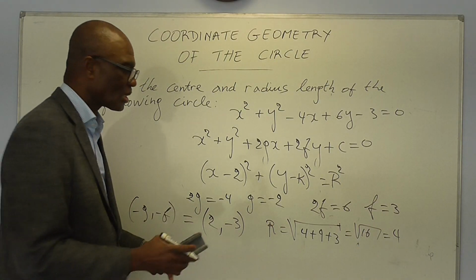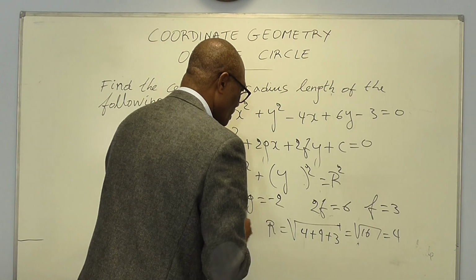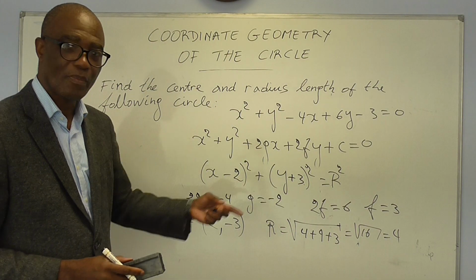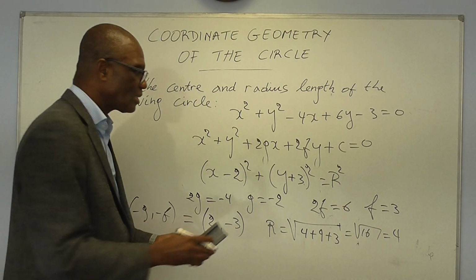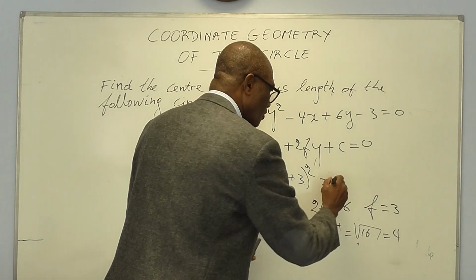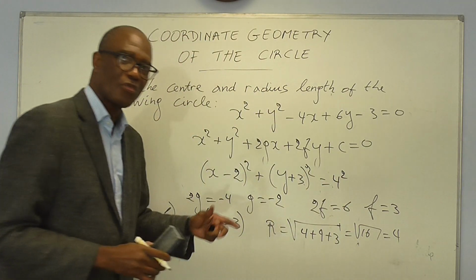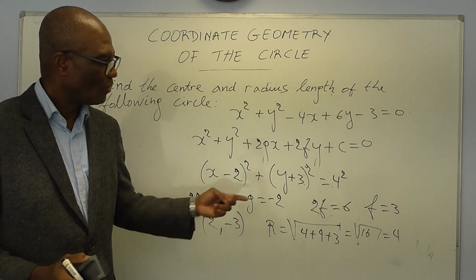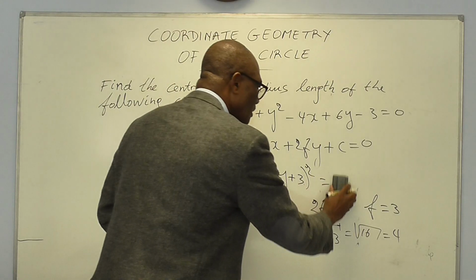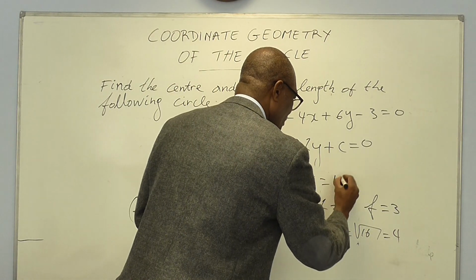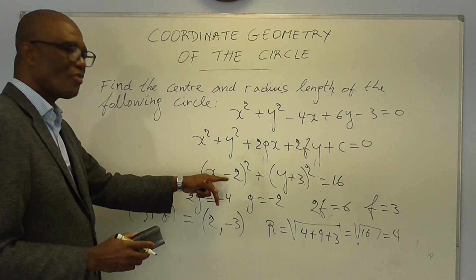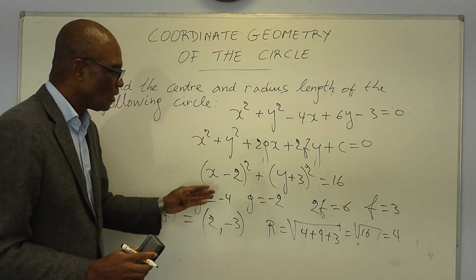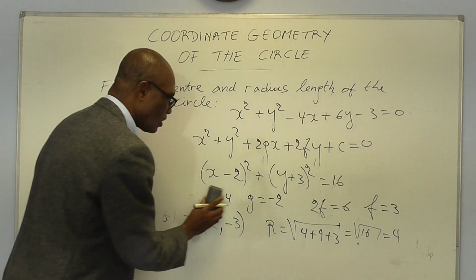This will give plus 3. And the radius is 4. We replace it there. 4 squared. And 4 squared equals what? 4 squared is 16. So we have the equation this way. Okay, did you understand? So we have the equation this way.